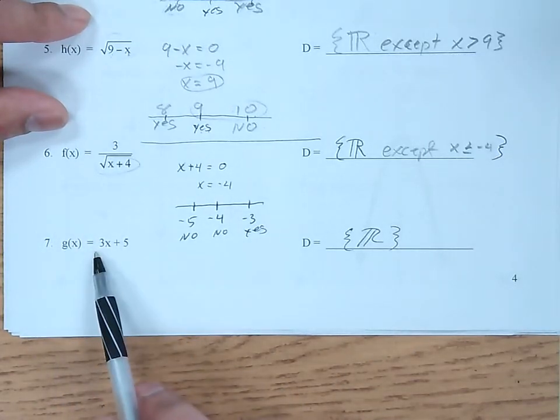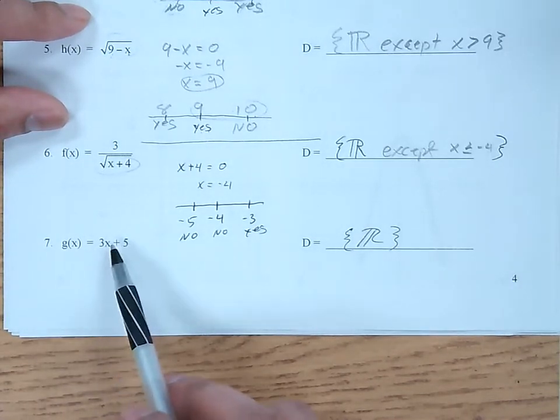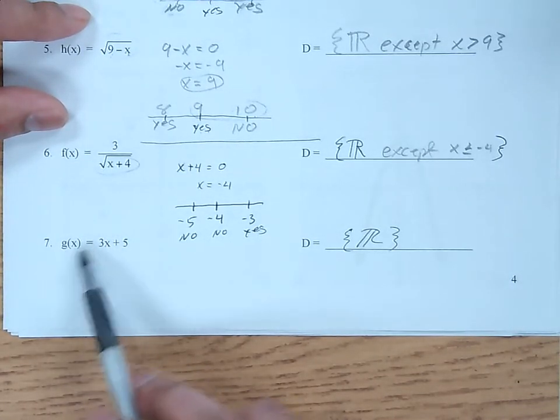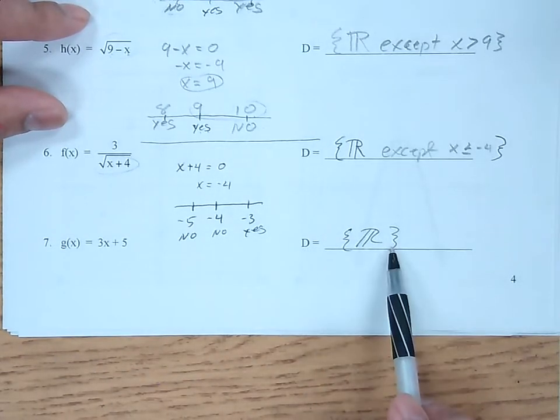Okay. Look at this function here. It's just a regular function. It's actually a linear equation. That means we can go ahead and stick any number we want into this, so it doesn't matter. So the domain is unrestricted. We can say the domain is all real numbers.